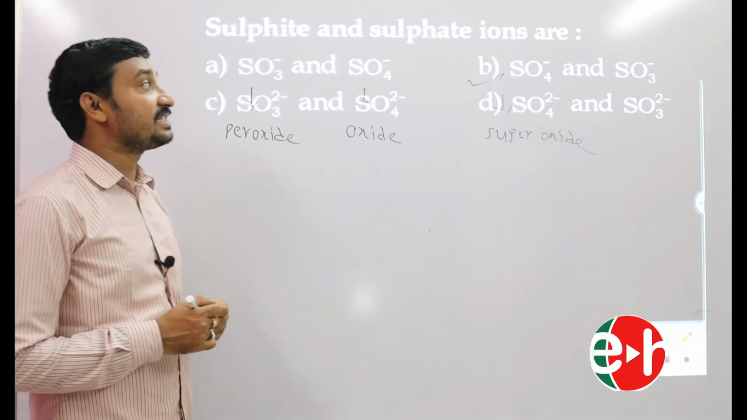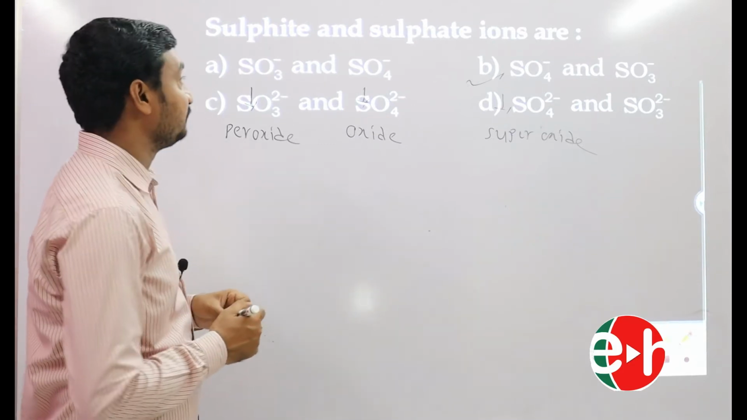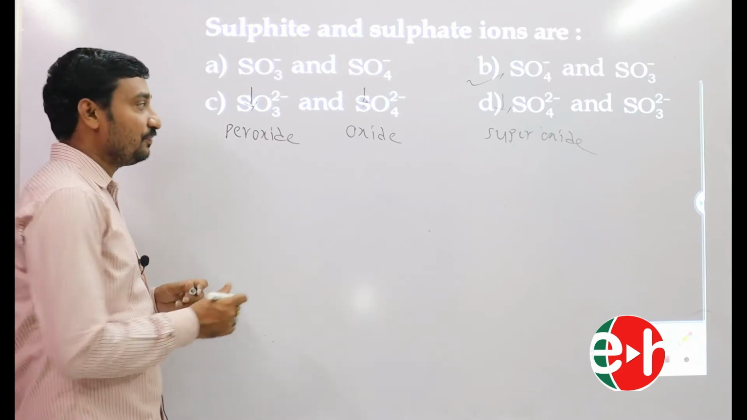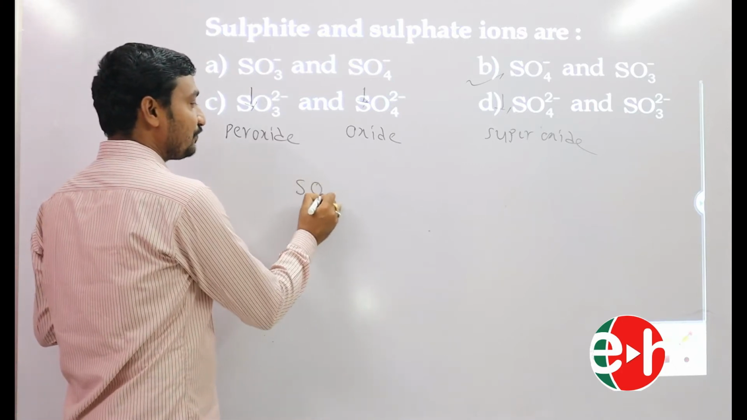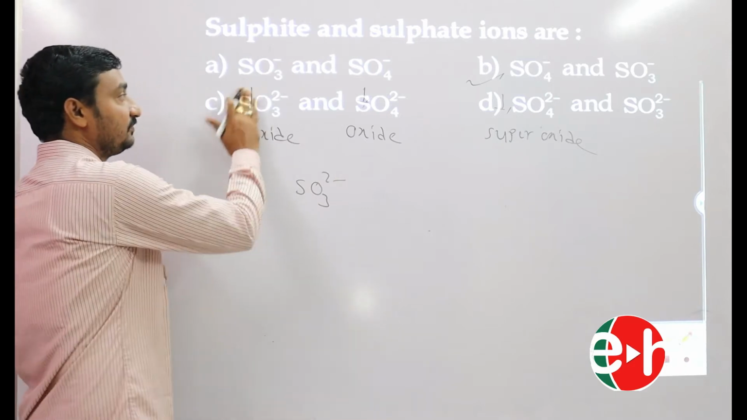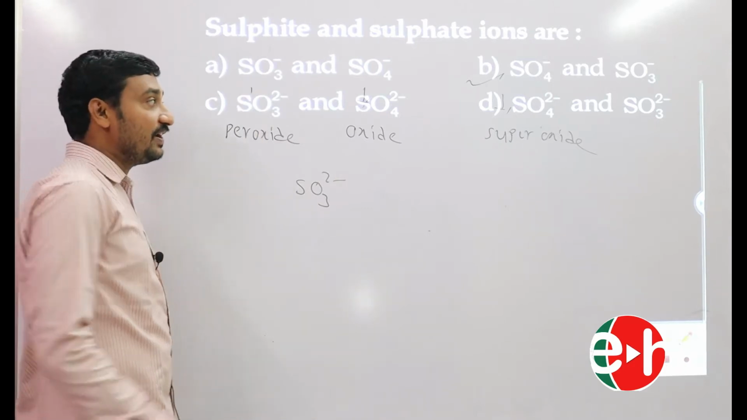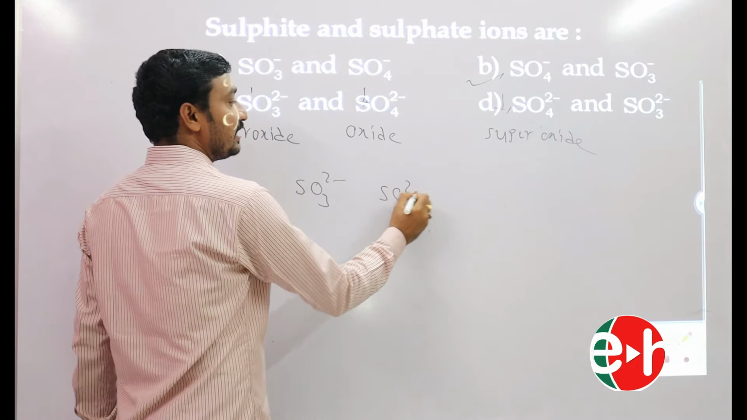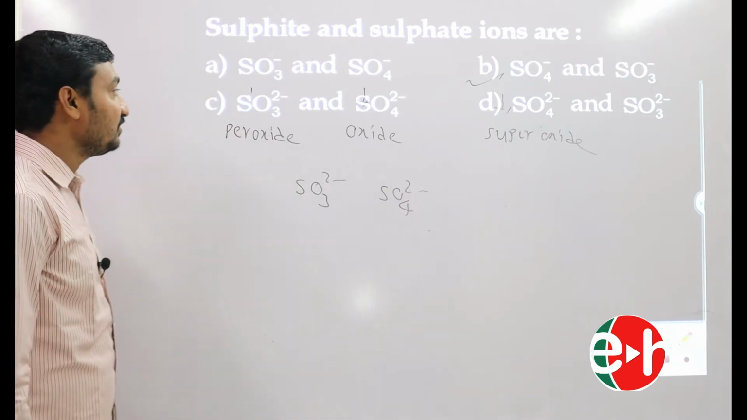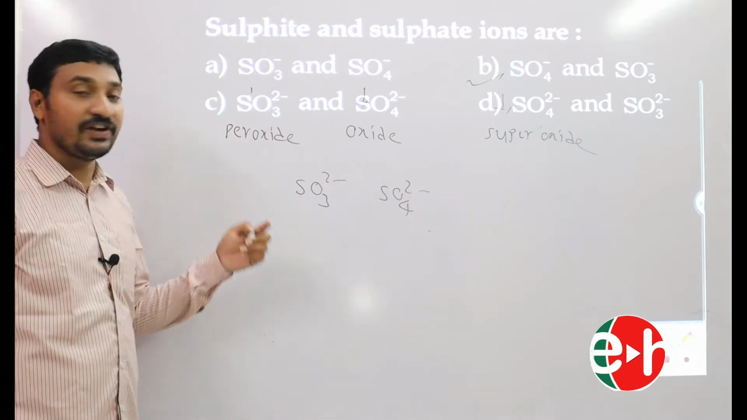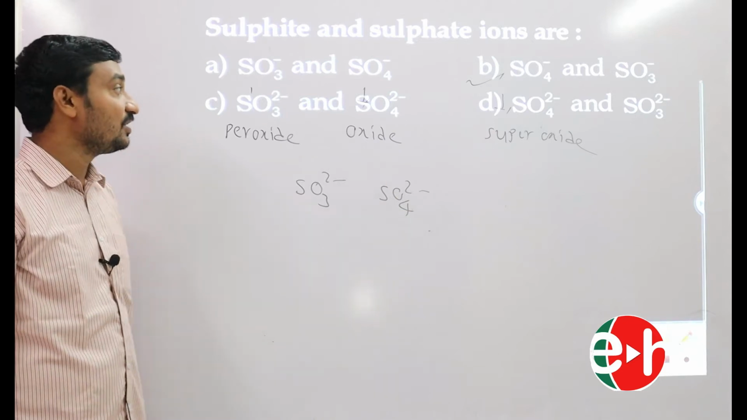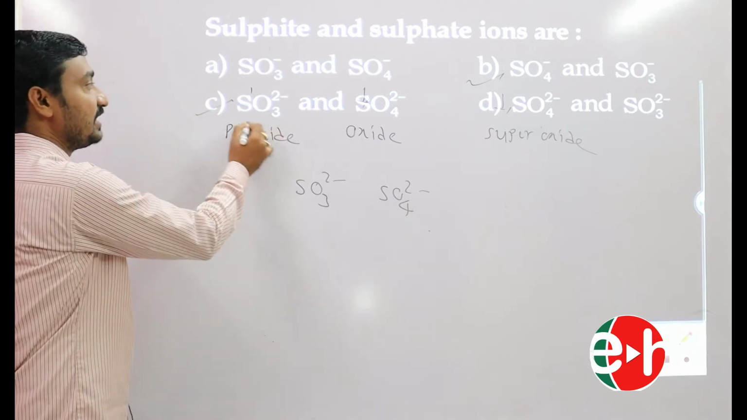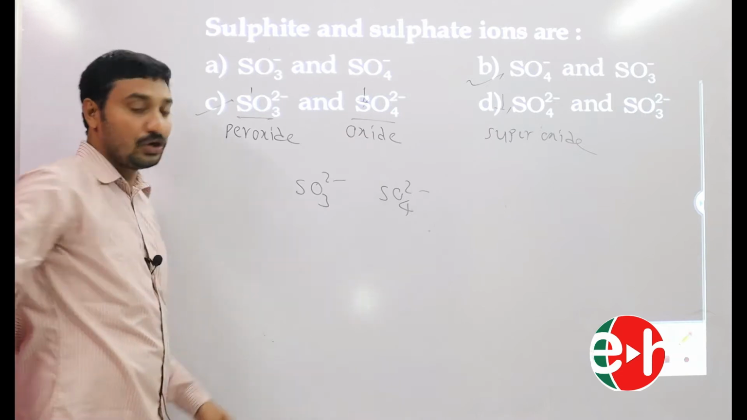Sulfite and sulfate ions are. Sulfite, we know the sulfite ion formula is SO3 2 minus. Sulfate ion formula is SO4 2 minus. Hence, what is the correct answer? Third option, SO3 2 minus and SO4 2 minus.